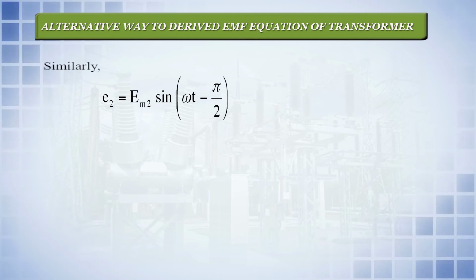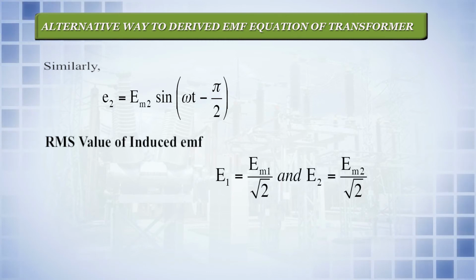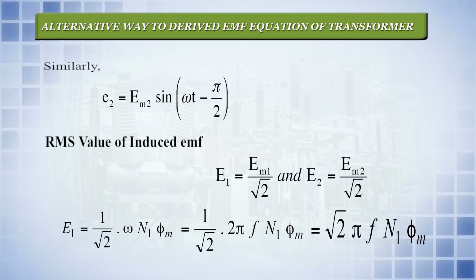Similarly, you can also write the equation for the induced EMF at the secondary side. E2 is equal to EM2, where EM2 is the maximum induced EMF at the secondary side. So E2 can be written as EM2 sin (omega t minus pi by 2). Now you can also write the equation in terms of the RMS value. So the RMS values of the induced EMF in the primary and secondary windings, E1 and E2, can be written as E1 is equal to EM1 upon under root 2. Similarly, E2 is equal to EM2 upon under root 2.